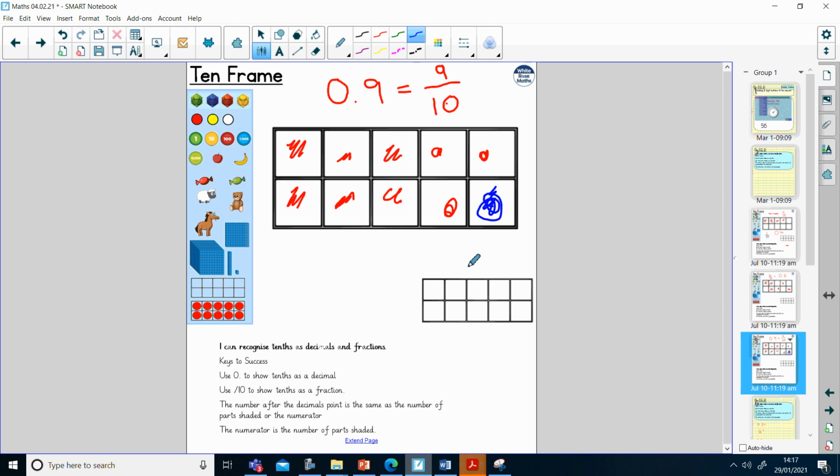What about the blue part? The part I've shaded blue, that's 1 part out of 10. So 1/10 as a fraction is 1 as the numerator and 10 as the denominator. And as a decimal, it's 0. And then we look at the numerator and it's the same. 0.1 is equivalent, is the same as 1/10.